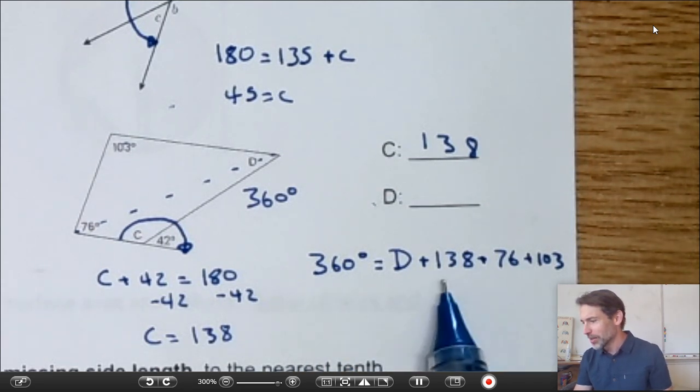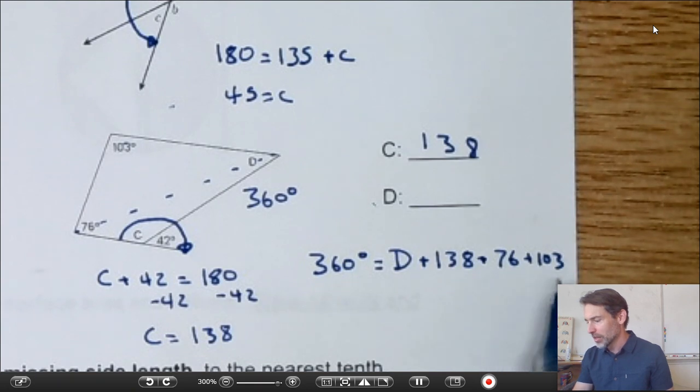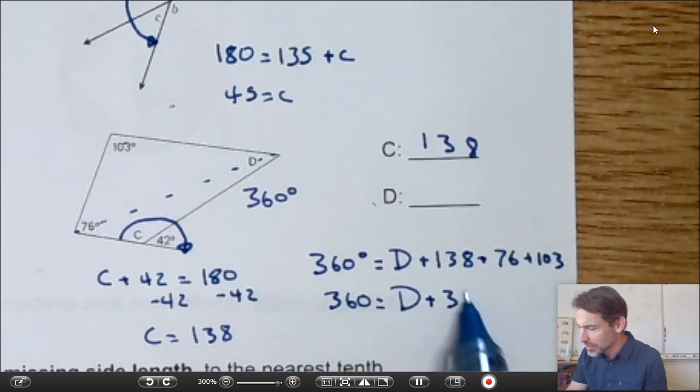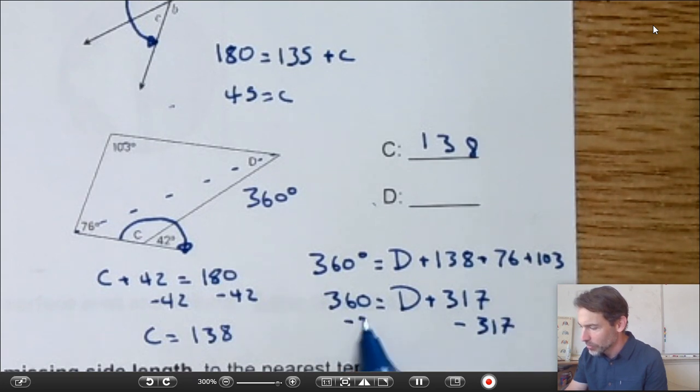That's 317. Yeah. So we're going to have 360 is equal to D plus 317. Subtract 317 from both sides will give you D. Okay, 360 minus 317 is 43, so D equals 43.